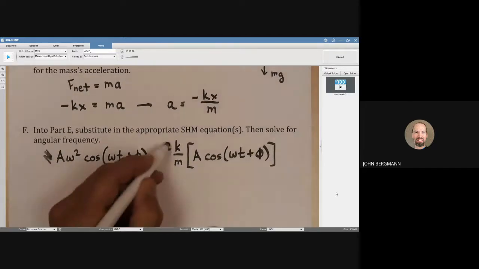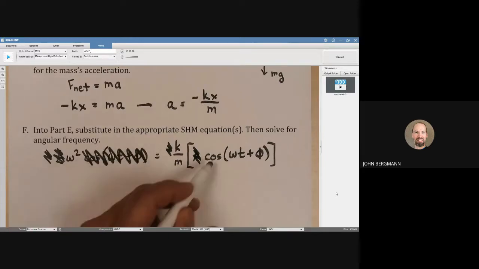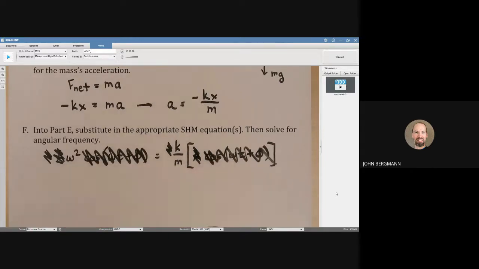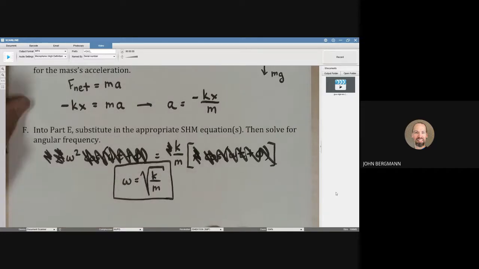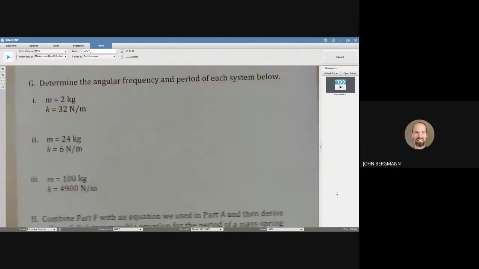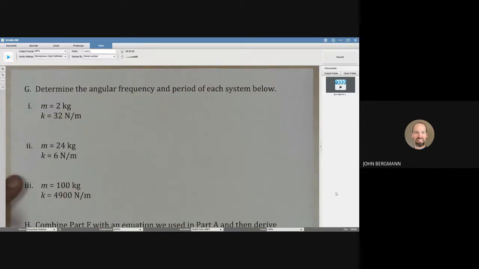Let me scribble that out. The amplitude goes away. Scribble that out. The cosine monster goes away on each side. What are we left with? Omega is the square root of k over m. Ooh, that was nice, wasn't it? Look at that. Let's use that now to determine the angular frequency and the period for each system.